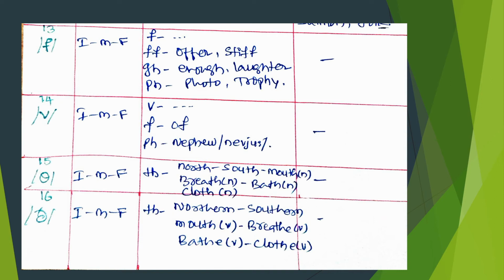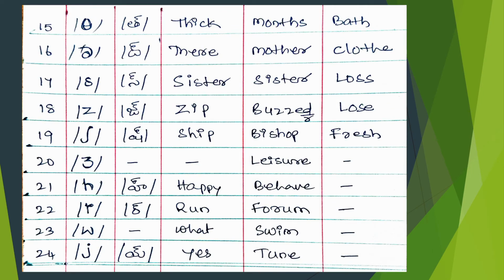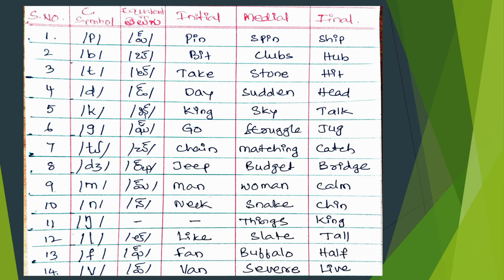Mouth, as a noun it is mouth, but as a verb it is mouth with voiced th. As a noun breath is breath, as a verb breathe is breathe. As a noun bath is bath, as a verb bathe is bathe. As a noun cloth is cloth, as a verb clothe is clothe. Right. Let's move on.